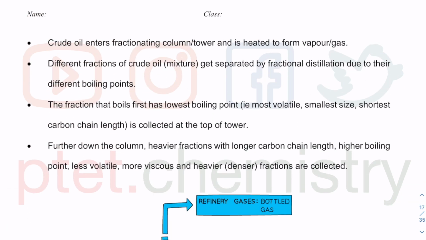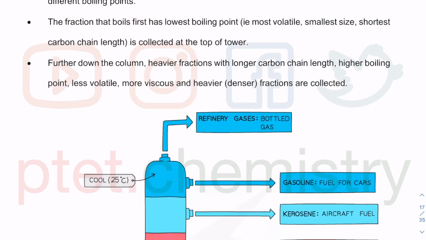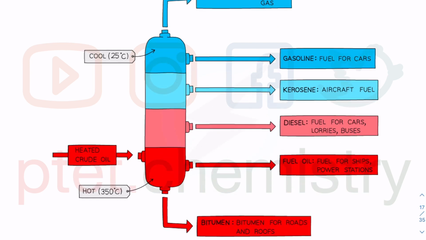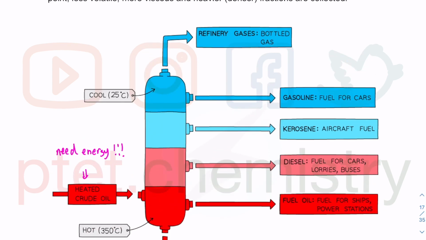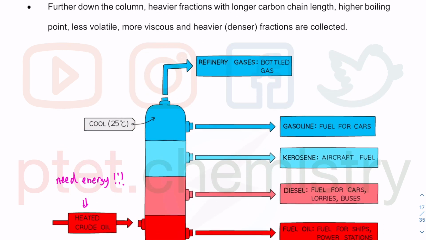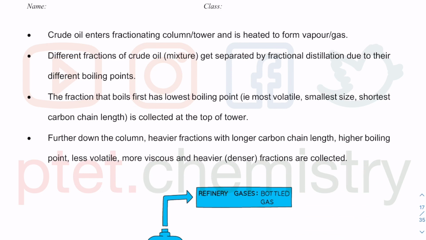So how does this fractionating column or fractional distillation works? Crude oil will enter the fractionating column. So it is a tall tower. You have the crude oil coming in. The crude oil has to be heated because you need energy in order to break the weak intermolecular force of attraction. So we are heating up the crude oil. The boiling bit is the first part of distillation. We heat it to form vapor or gas. That's the first point there.